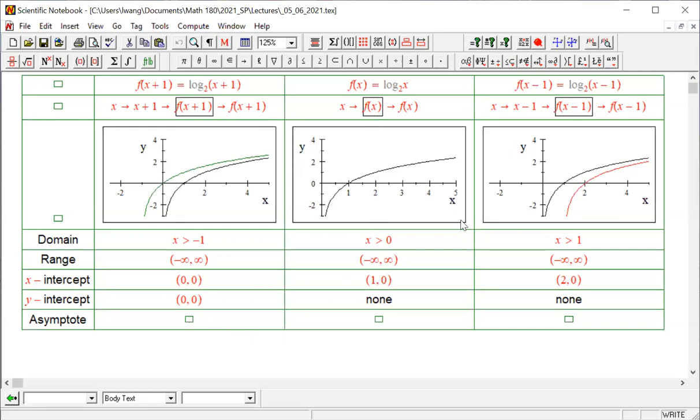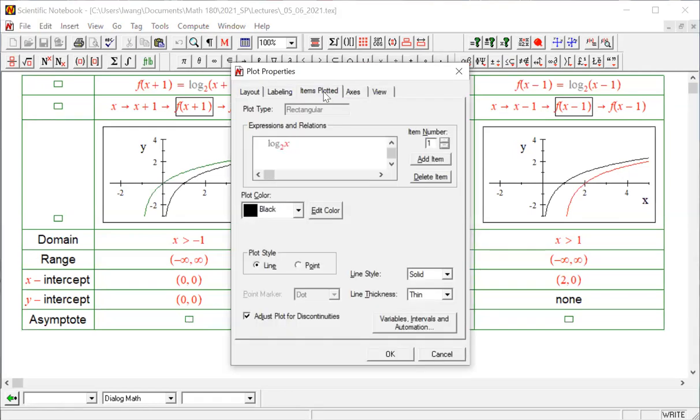So now let's look at the asymptotes. We know the asymptote for this one in the middle is the y-axis, which is x equals 0. So how about, okay, determine the intercept. I'm sorry, the asymptotes. Vertical asymptotes.